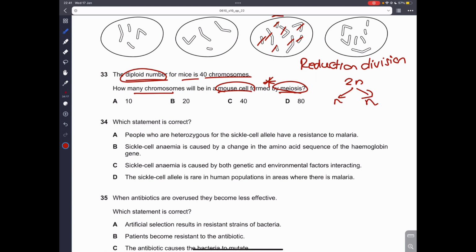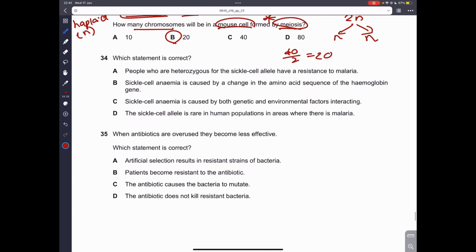So this is what I'm trying to say. The diploid number is basically 2n. So 2n is equal to 40. Now how many chromosomes will be in the gamete? This is basically asking you for the haploid number, or the n number of chromosomes. So 40 divided by 2 is basically 20, and this is going to be 20 chromosomes left.